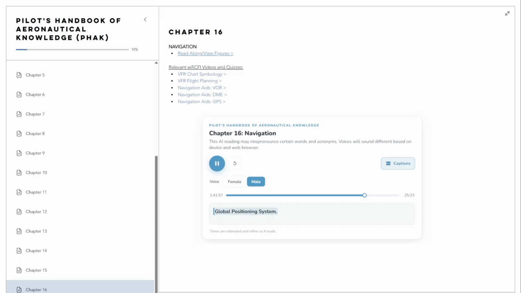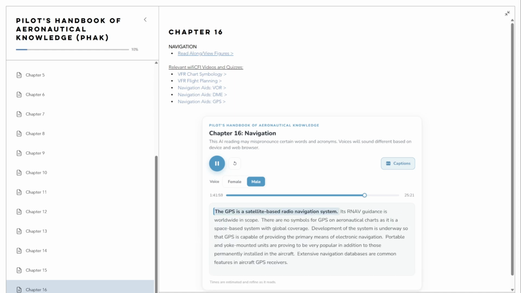Global Positioning System. The GPS is a satellite-based radio navigation system. Its RNAV guidance is worldwide in scope. There are no symbols for GPS on aeronautical charts as it is a space-based system with global coverage. Development of the system is underway so that GPS is capable of providing the primary means of electronic navigation. Portable and yoke-mounted units are proving to be very popular in addition to those permanently installed in the aircraft.